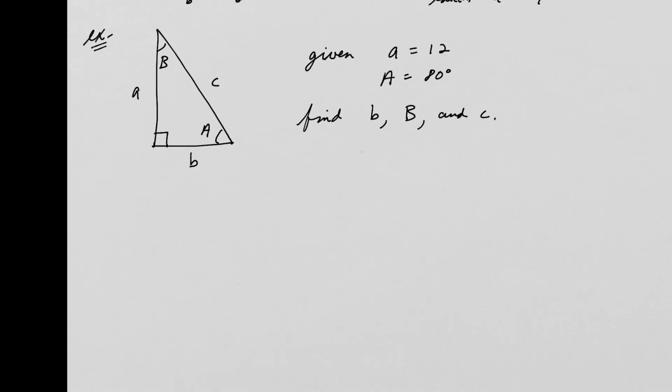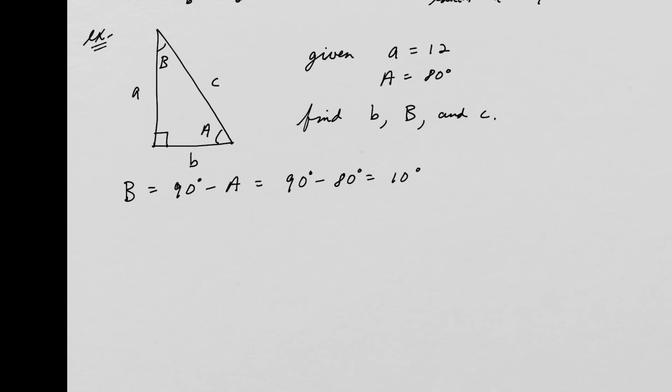So I would start by finding angle B. We know that angle B must be 90 degrees minus angle A, right? Because they have to add up to 90. So this is going to be 90 minus 80, which is 10 degrees. Right? 90 degrees minus 80 degrees is 10 degrees.